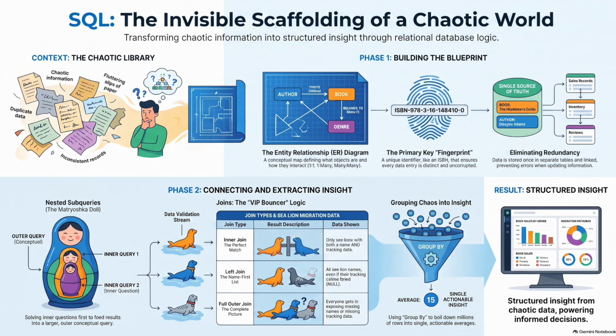Okay, an inner join. I like to think of this as a very strict VIP party bouncer. I like that. Walk me through it. Well, the bouncer is standing at the door with two lists, the identities list and the migrations list. If you are a sea lion and you want to get into the inner join party, you have to be on both lists. If you aren't on both, you aren't getting in.